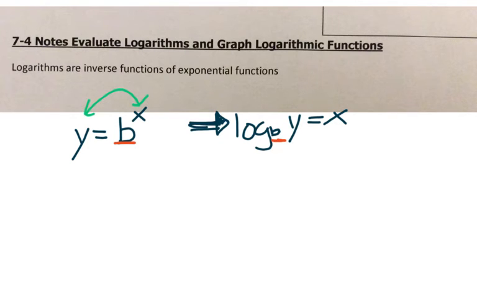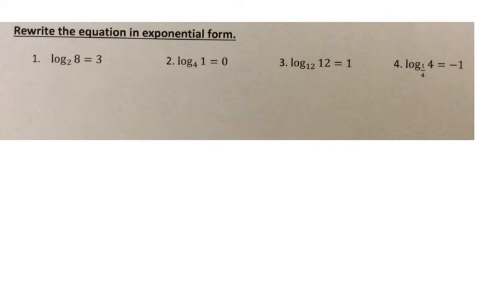It doesn't matter what those variables are. This is how we change them over. The big thing: the base of the exponent is the base of your log, and then you switch the next two. So for example, log base 2 of 8 equals 3. 2 is the base of our log, so it is the base of our exponent, and then we switch the next two. So it becomes 2 to the third equals 8. Again, we're not solving for anything here, just rewriting it in a different form.